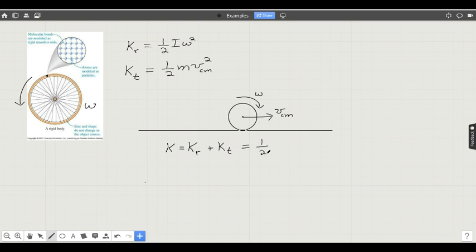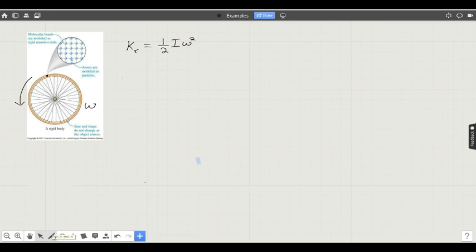One part for rotational, that's 1/2 I omega squared, plus 1/2 its mass times its center of mass speed squared. So this, translational, that's how the object moves through space. Rotational is just it spinning or rotating around. Something we can do with the rotational kinetic energy is think about what's going to give rotational kinetic energy. A force would give translational kinetic energy. A torque would give rotational kinetic energy.